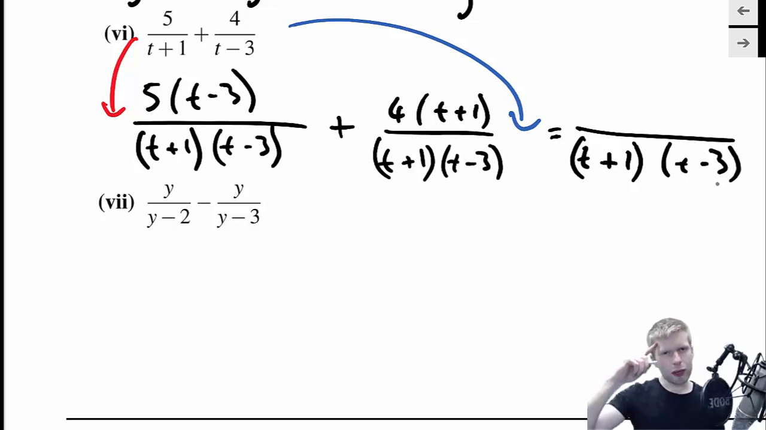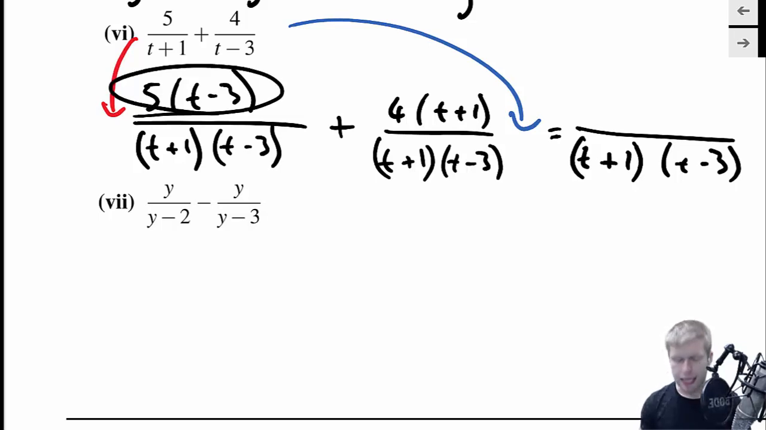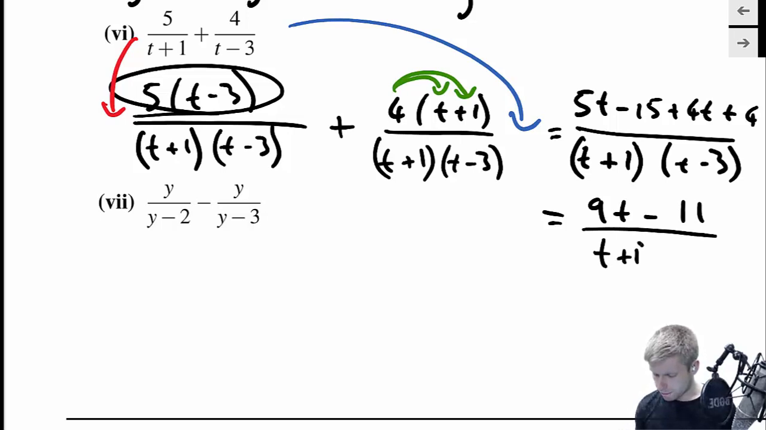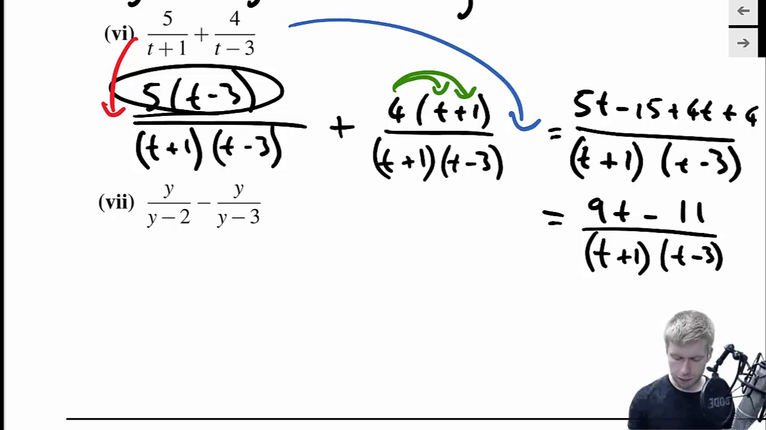But then the numerator, well, I wonder if we can expand this out in our heads. We have 5 times t minus 3, so 5t minus 15, like the 5 being multiplied by the t gives me 5t, and then the 5 being multiplied by negative 3 gives me negative 15. Then likewise here, the 4 has to visit everything inside this bracket. So I have 4t positive, and then I have 4 multiplied by 1, which makes 4. So in total, I have 5t plus 4t, which makes 9t, and then I have negative 15 plus 4, which makes negative 11, and I still have the same denominator. You notice you could expand the denominator out if you wish. I'm just going to leave it like that, just for the sake of time.